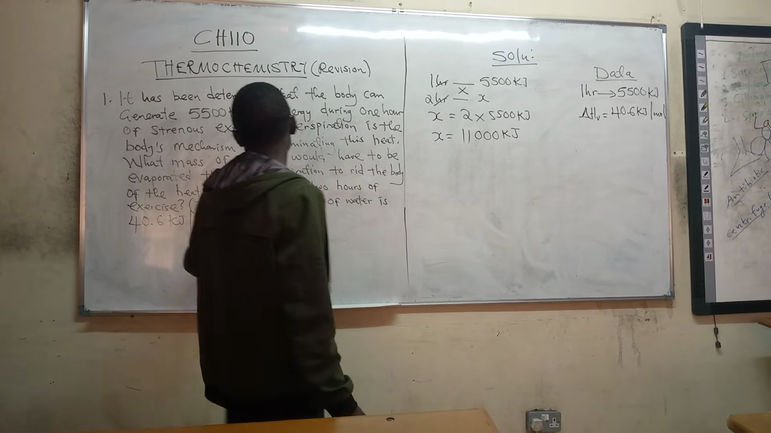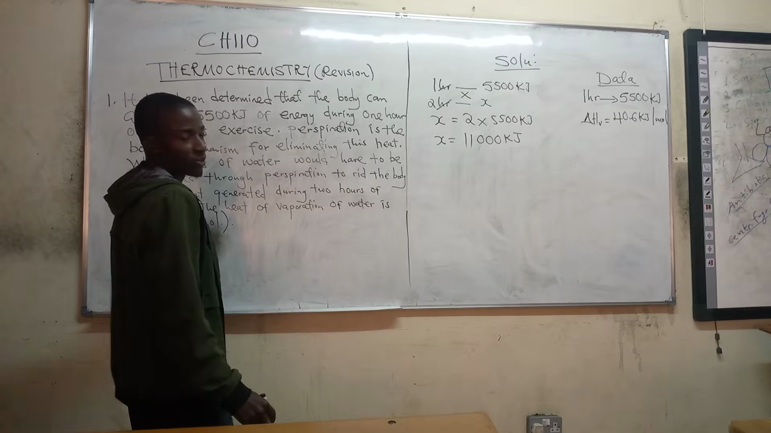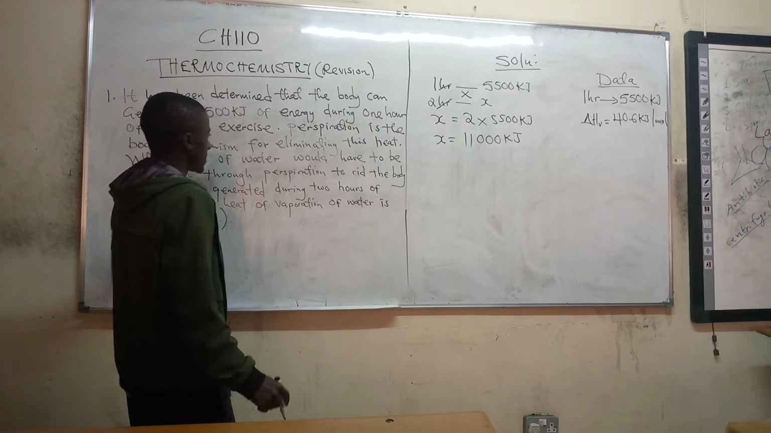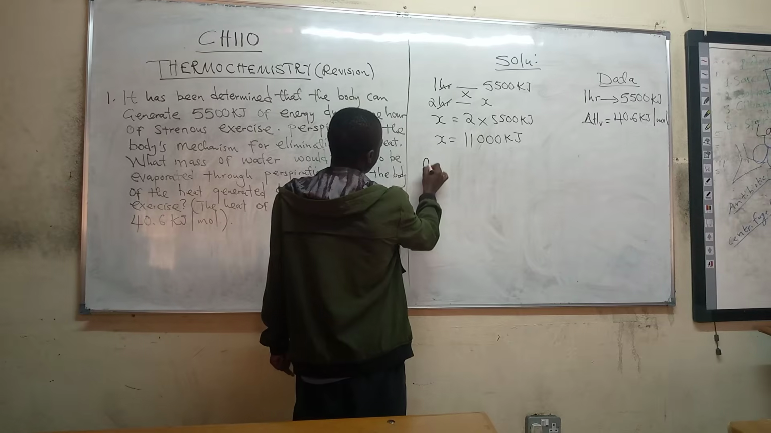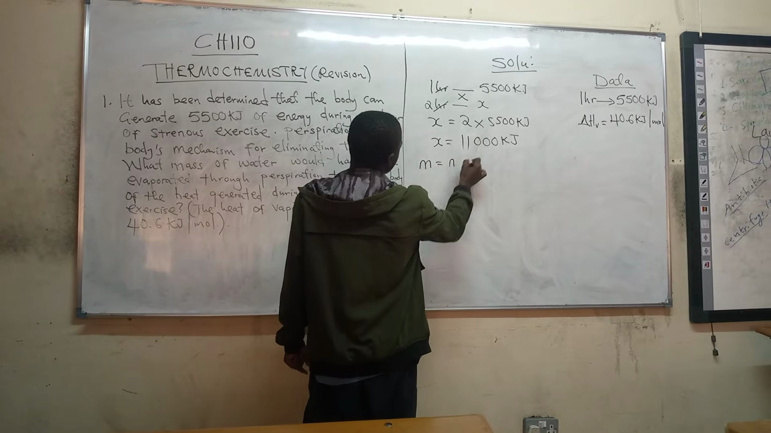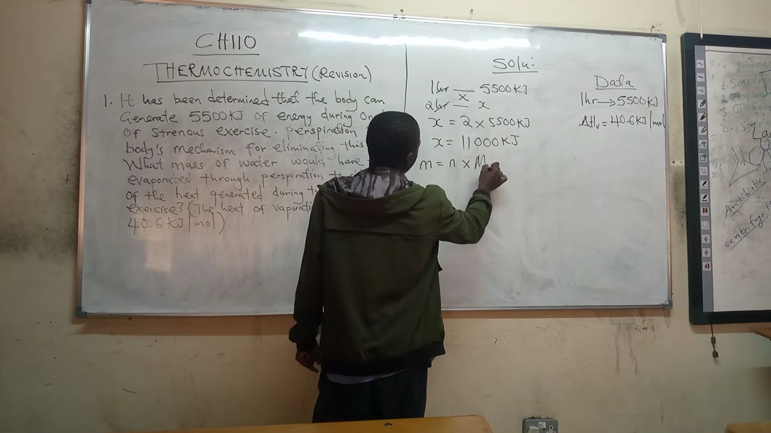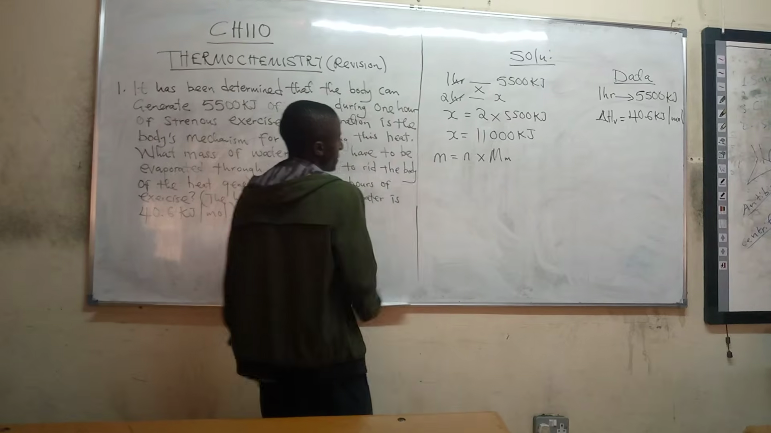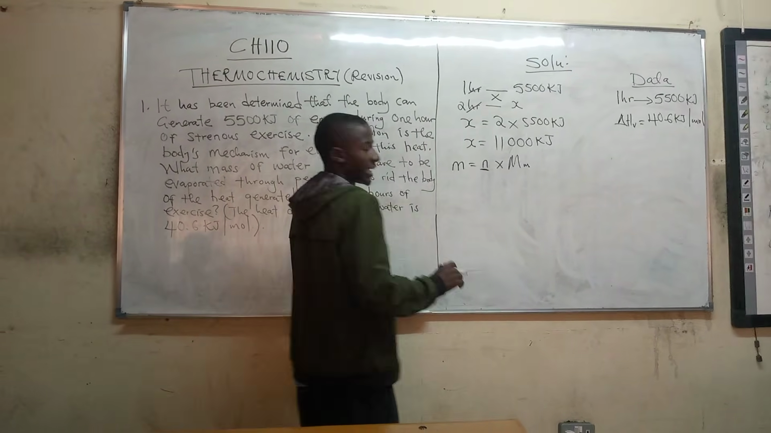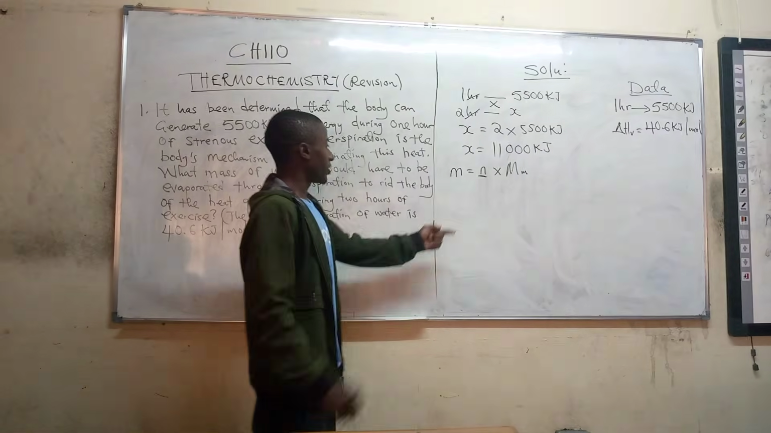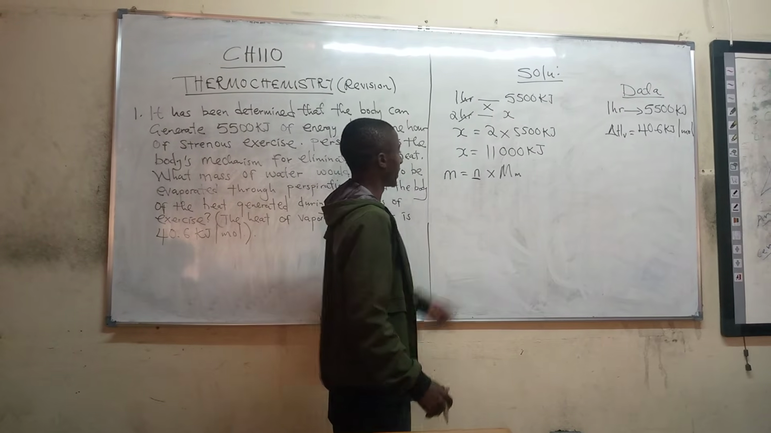But the question is saying we have to calculate the mass. So how can I calculate the mass? We know that mass is calculated by number of moles times the molar mass. So I don't have the number of moles, but I can calculate the number of moles depending on the data that have been given.